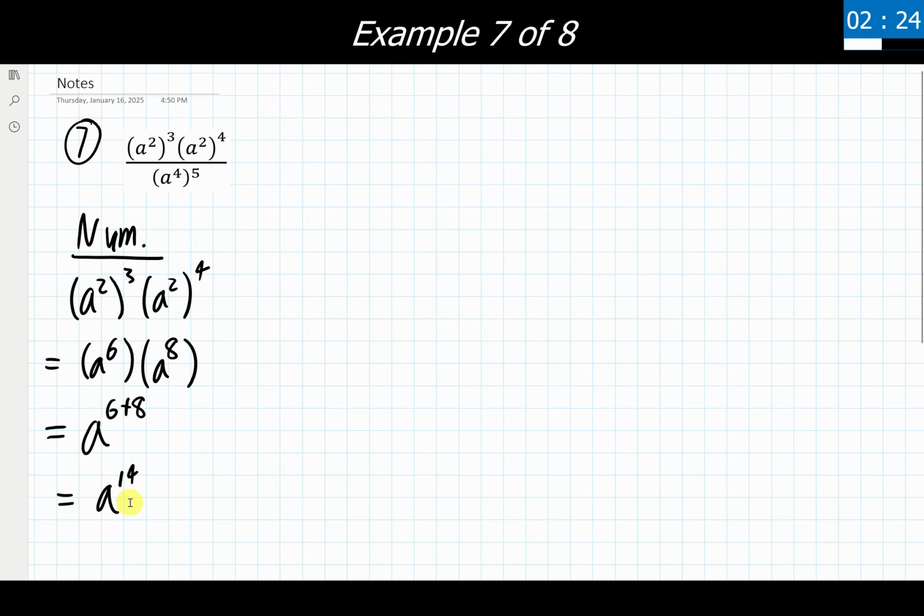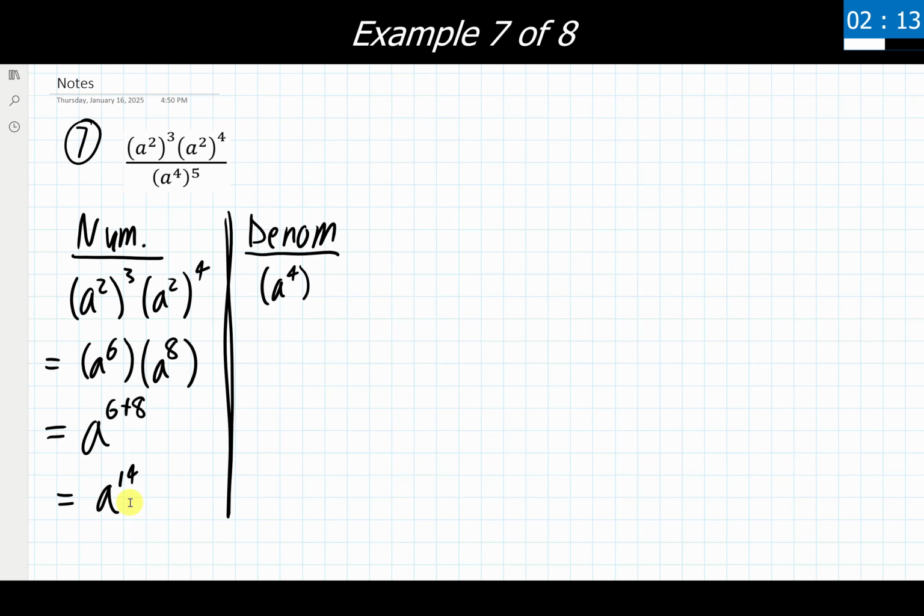Let's take a look right next to that at the denominator. So if we work just with the denominator, let's write that in. We have a to the 4th being raised to the 5th power. And here I'm just using the product, not the product, the power property. I thought I was going to mess it up one more time. I probably have a couple more times here.